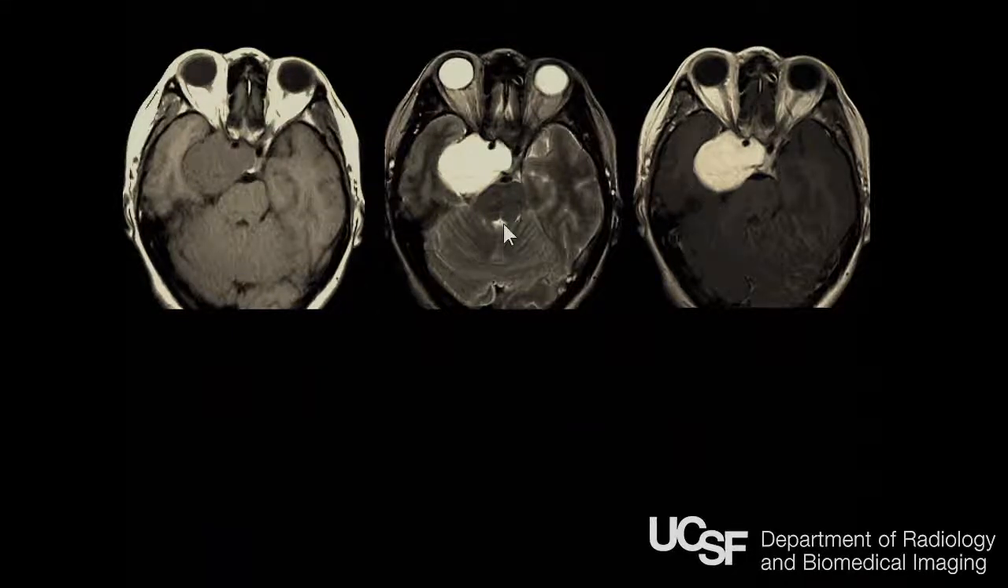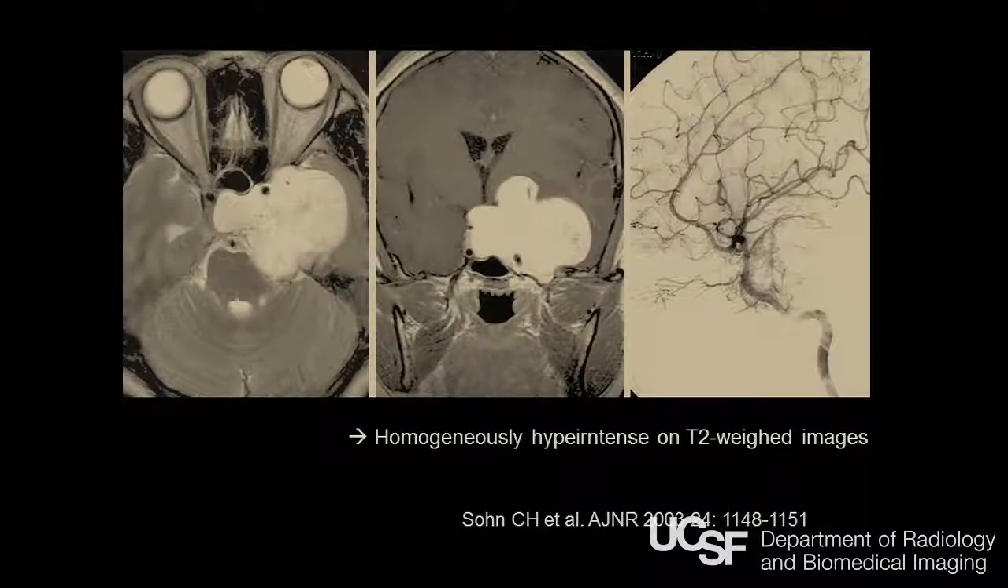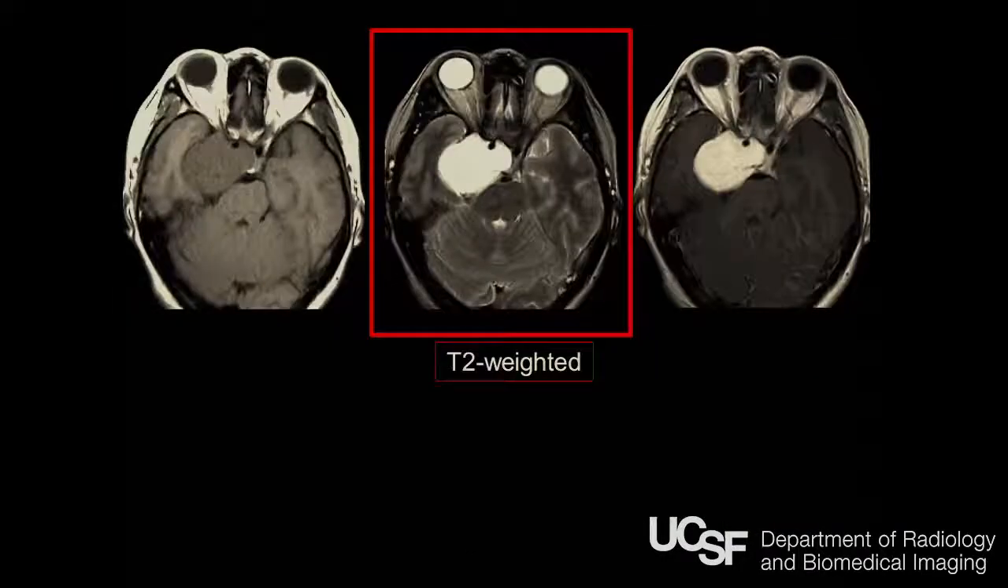Pre-gad T1, T2, post-gad T1. So you know this is an avidly enhancing mass. You go to your T2 weighted imaging and you know that this is not going to be meningioma because it's so bright, almost as bright as CSF. And that is actually one from literature. This is a hemangioma of the cavernous sinus.